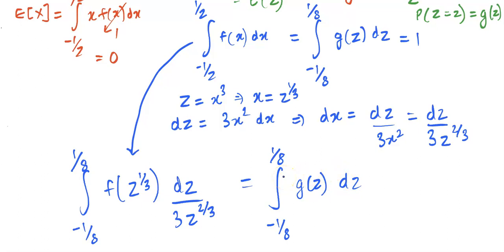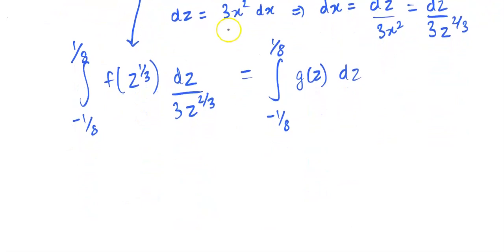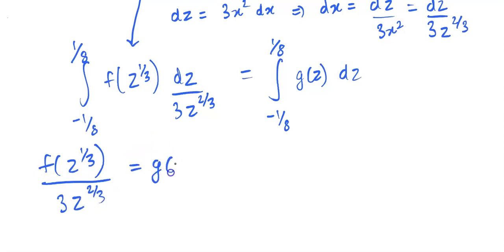Okay, awesome. So now we had two variables x and z. We have somehow simplified that to just one variable. And so now we have two sides of an equation. They're both integrals. They have the same limits and the same variables. So that should mean that the term that we're integrating, or what is formally called the integrand, those should also be the same, right? So that means f of z to the power of 1 by 3 divided by 3z to the power of 2 by 3, that should equal g of z, right?